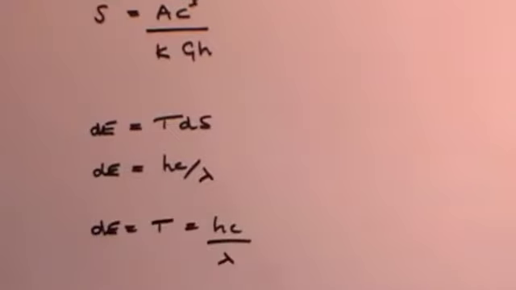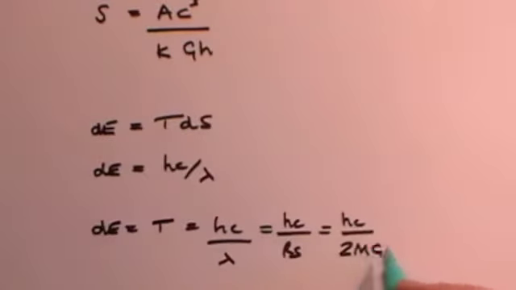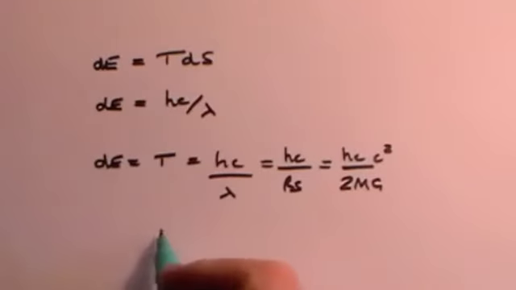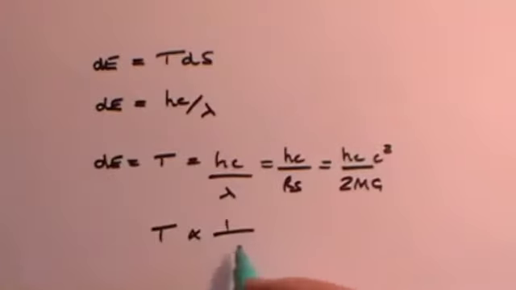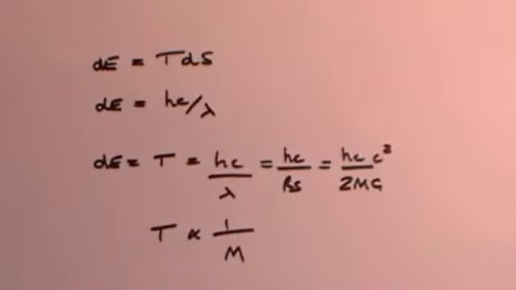But remember, we're also saying that lambda is broadly of the order of the Schwarzschild radius, so that's hc over rs, and rs is 2MG over c squared, so that's hc over 2MG over c squared. And you can see that h and c squared and G are all constants, which means that you now have that T is proportional to 1 over M. The only variable in this term here is the mass M.